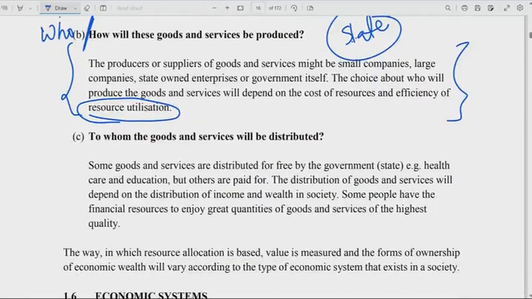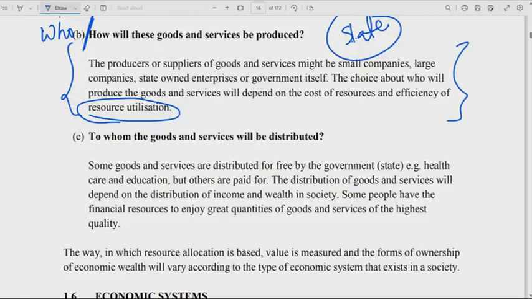And lastly, to whom the goods and services will be distributed. Who are you giving these goods to? Some goods are distributed for free by the government. For example, healthcare and education in Malawi are free. You don't have to pay for it; we're talking about public schools. Distribution of goods and services will depend on the distribution of income and wealth in the society. Some people have the financial resources to enjoy a great quantity of goods and services of the highest quality.